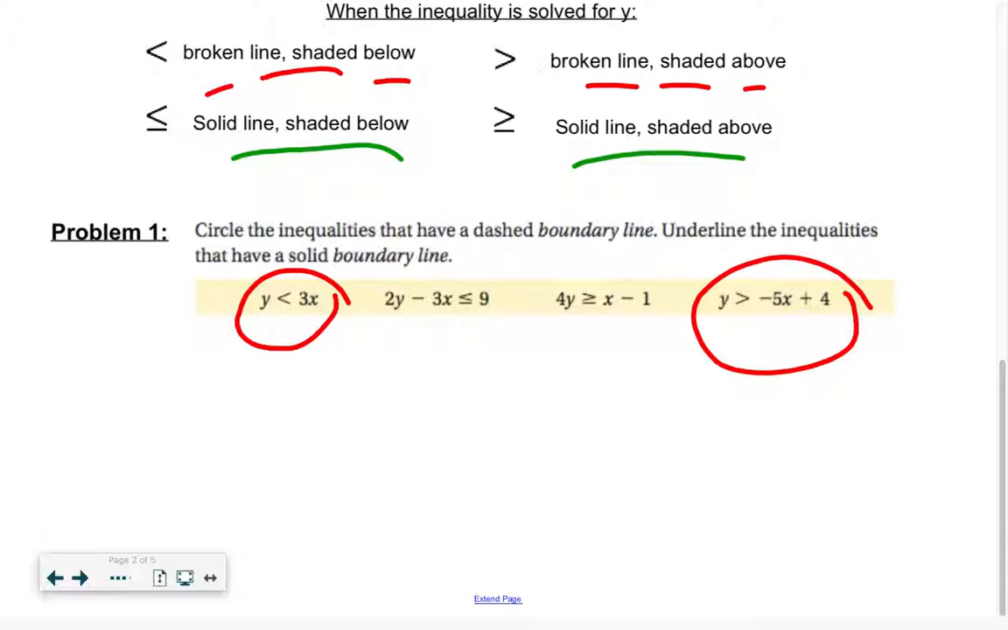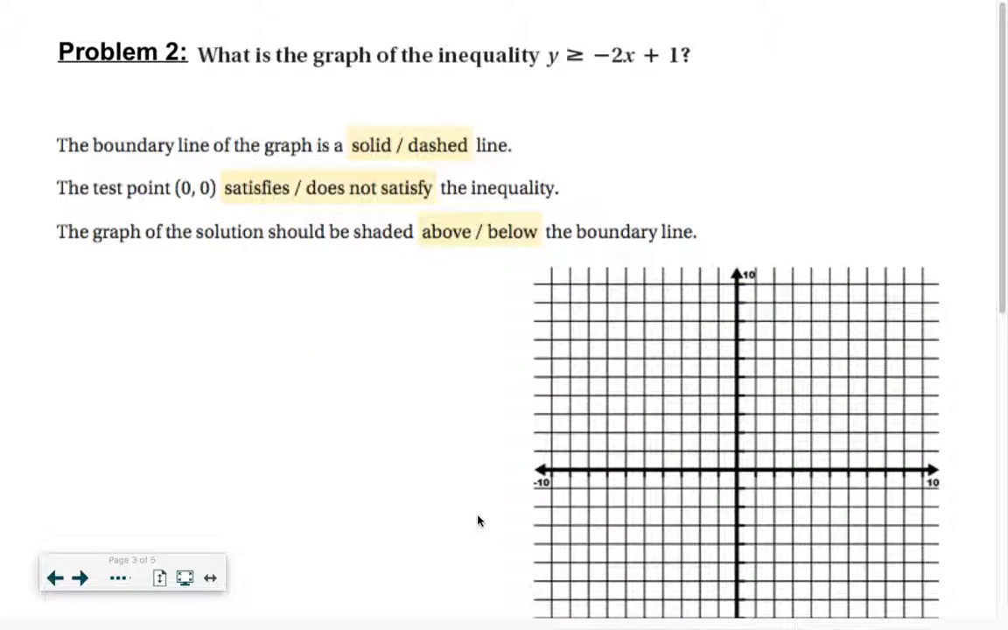Alright. Questions so far? Also make sure when we write lines that we draw arrows on them. Otherwise, you'll probably get docked for that. Lines go on forever. Alright, problem 2 says, what is the graph of the inequality y is greater than or equal to negative 2x plus 1? Solid line. Solid, because we got an equal to part.